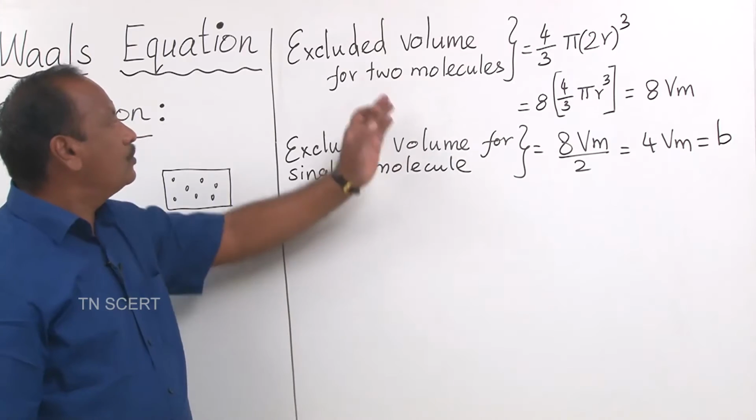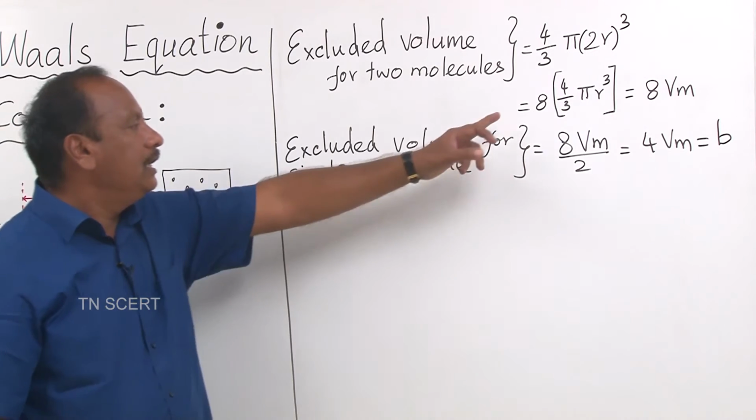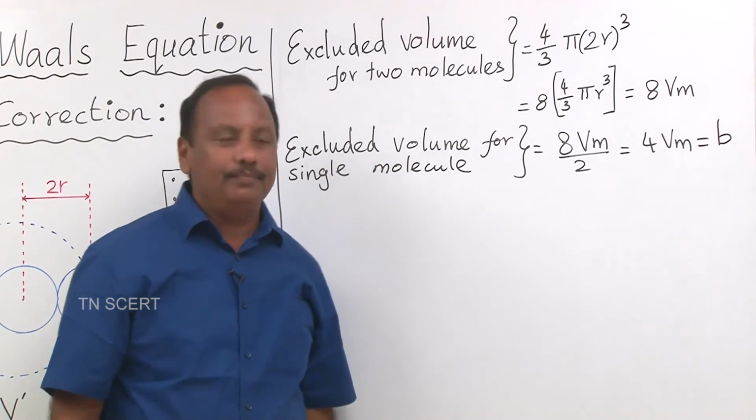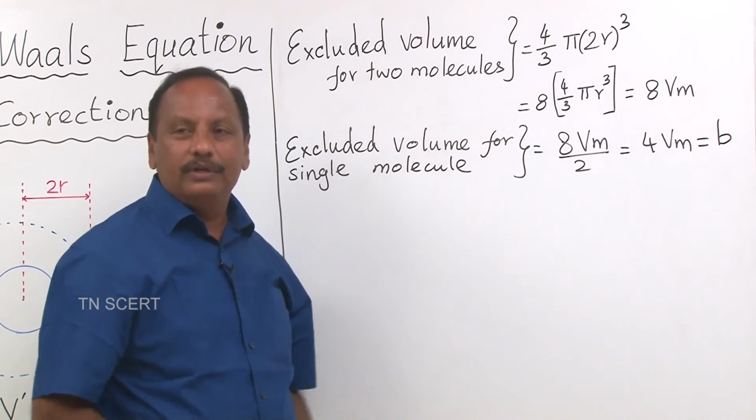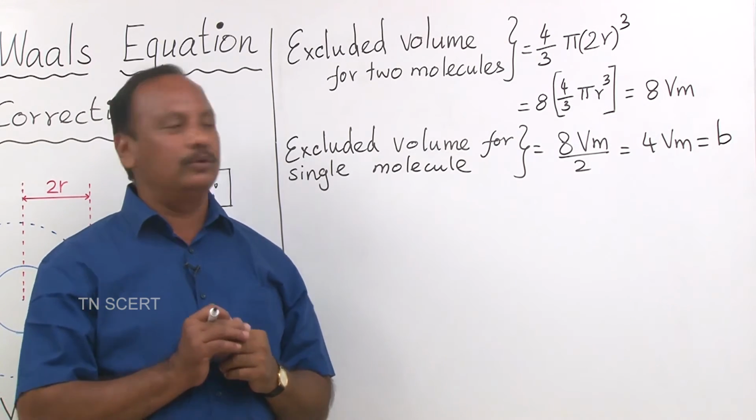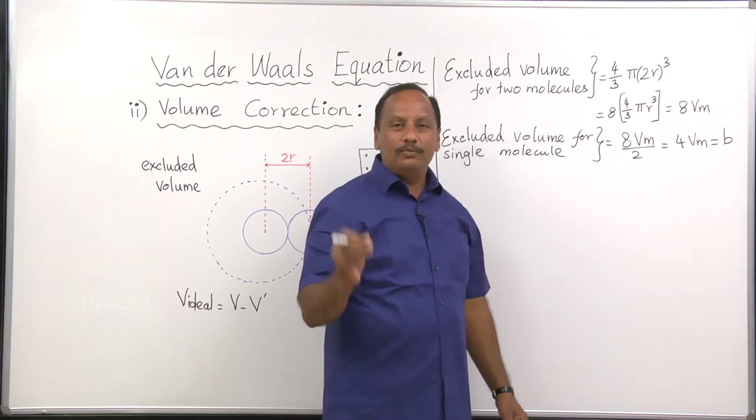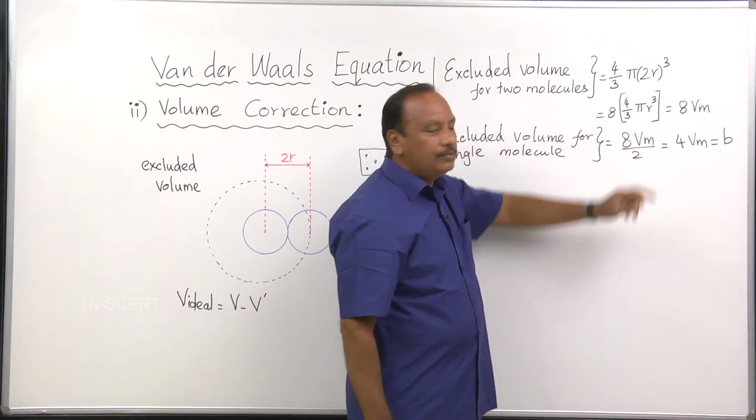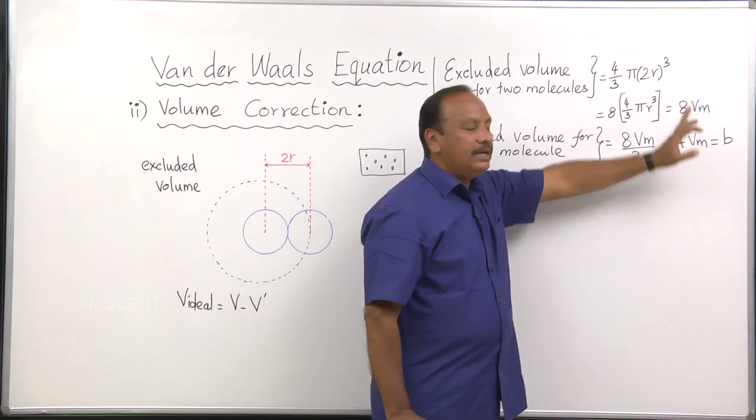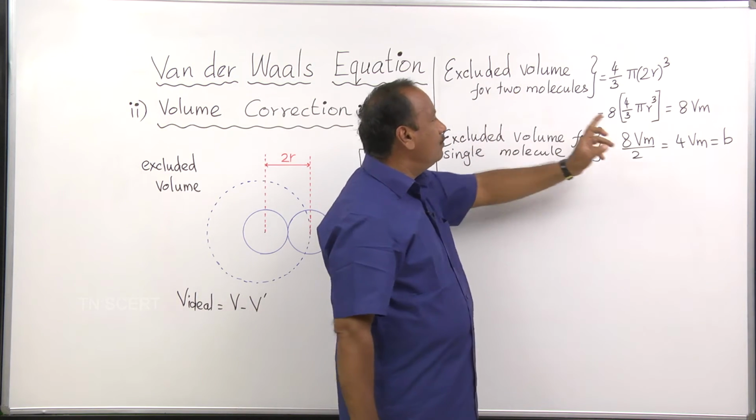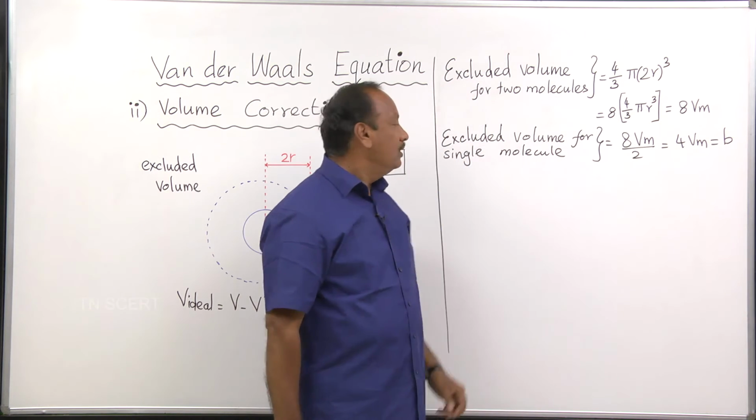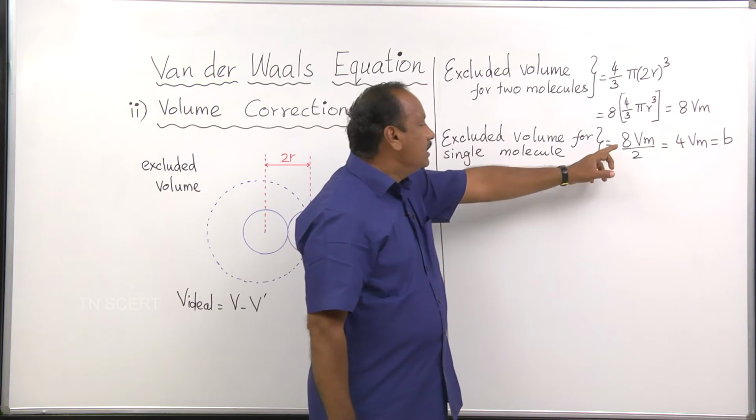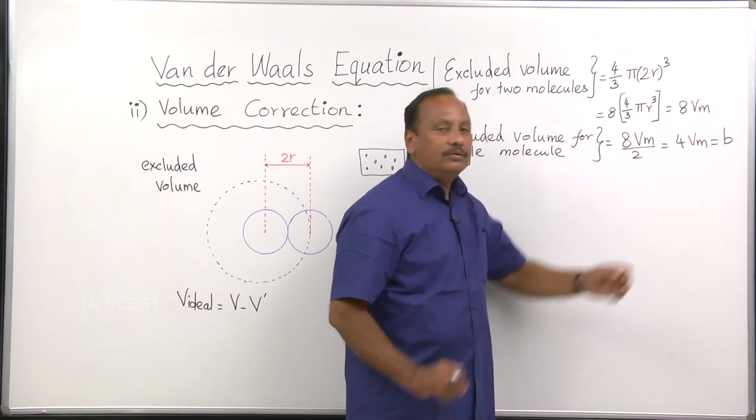The excluded volume for two molecules is 8 into 4 by 3 pi r cube. 4 by 3 pi r cube is the volume occupied by a single molecule, which is taken as Vm. So, instead of this we put Vm, therefore, 8 into Vm, that is 8 Vm. So, the excluded volume for two molecules is 8 Vm. What is the excluded volume for a single molecule? It should be divided by 2, that is 8 Vm by 2, which is equal to 4 Vm.